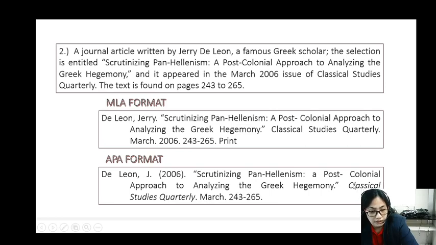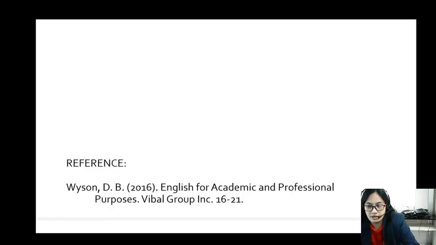Here you will observe that Classical Studies Quarterly is in italicized form. In some APA formats, you will be required to italicize the name of the magazine or the journal where you can find the article. So just follow the order as it is presented. Next. Okay, so that's it.